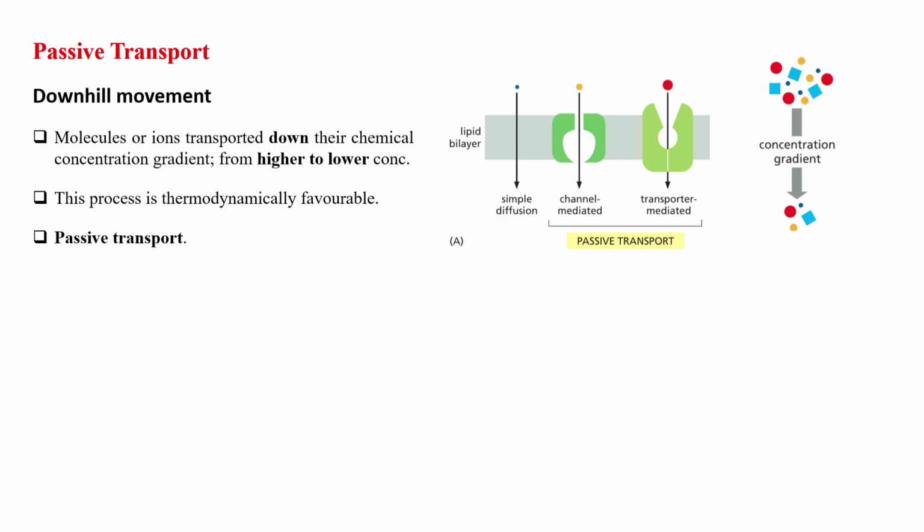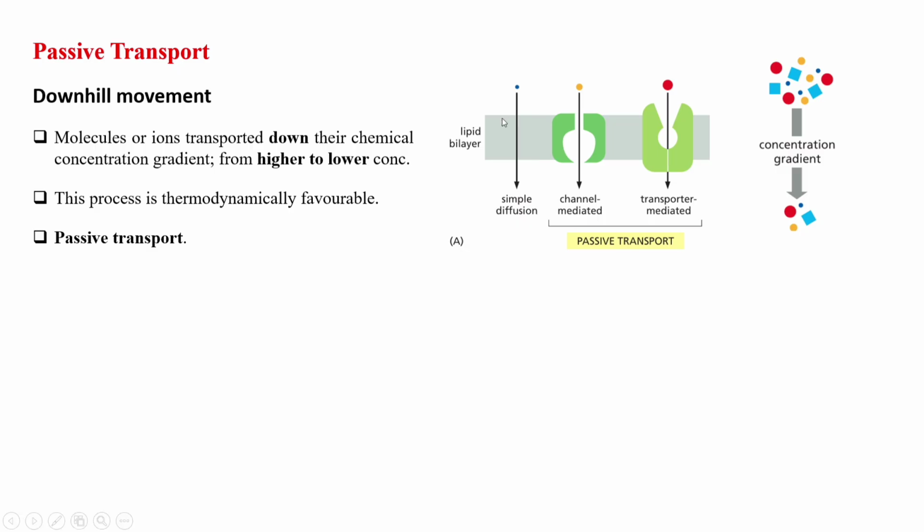Now the rate of simple diffusion depends on three important points. One is the chemical concentration gradient. That means the greater the chemical concentration gradient, the more rapidly the molecules will enter, or move into, the cells.